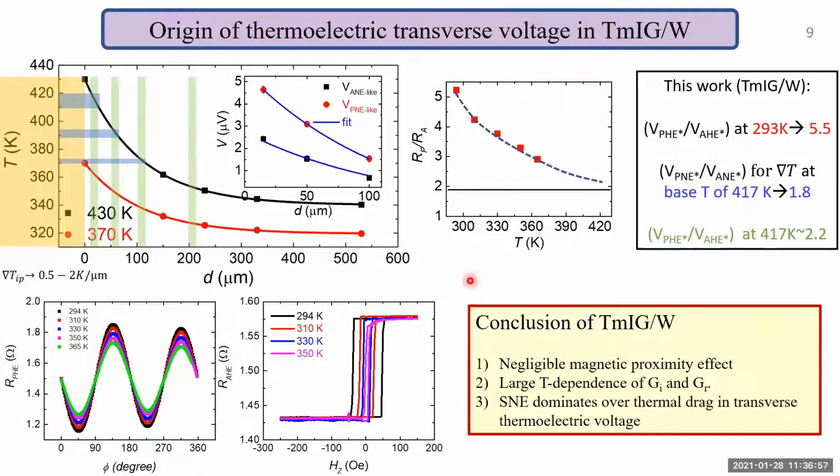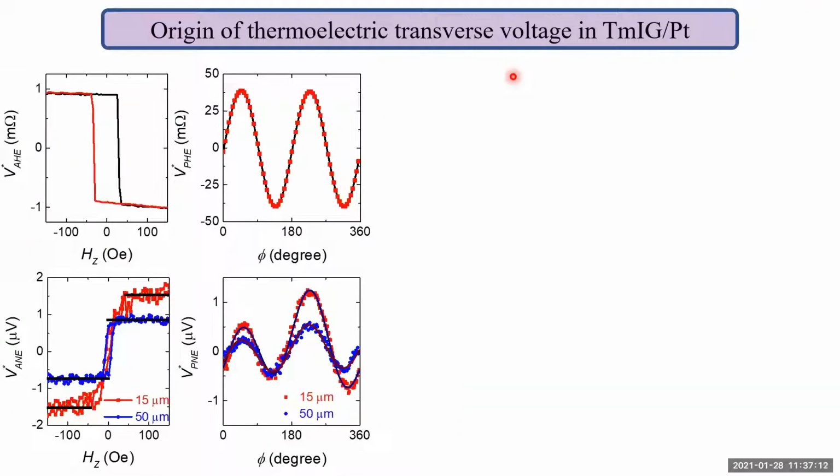However, I have not shown this data, but we have verified that the magnetic proximity effect is negligible in TMIG tungsten. So it is a very clean system. We also want to compare what happens for TMIG platinum. But when I did TMIG platinum, the result was very surprising.